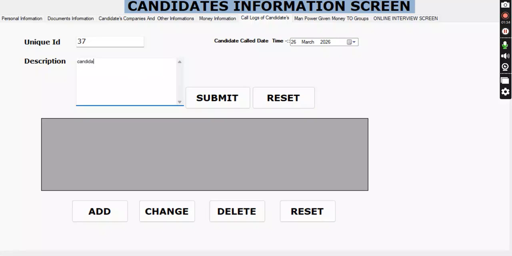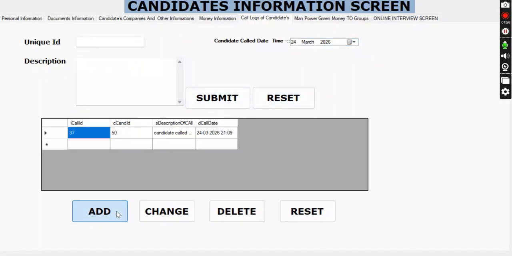So candidate called when the visa is going to come, because we have taken the visa registration date. So this is just log information he is going to enter. Submit, press button. Again he is going to enter. Again he called for ticket, when the ticket is going to come.